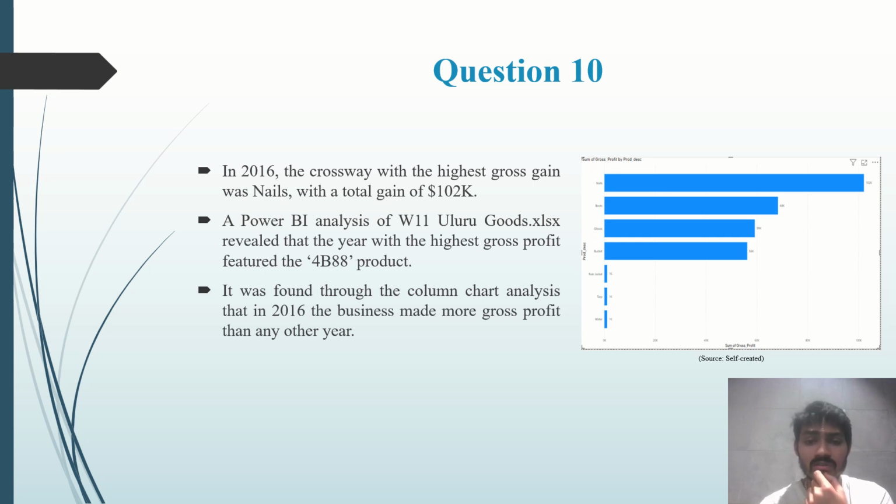And for Uluru Goods sales, they revealed that the year with the highest gross profit featured the product 4B88, which did amazing for that company. I can say it's a lifesaver for that company because they made a lot of profit from that product. It was nothing else than nails, with a total gain of 102K dollars, which is quite wonderful. That's it. Thank you.